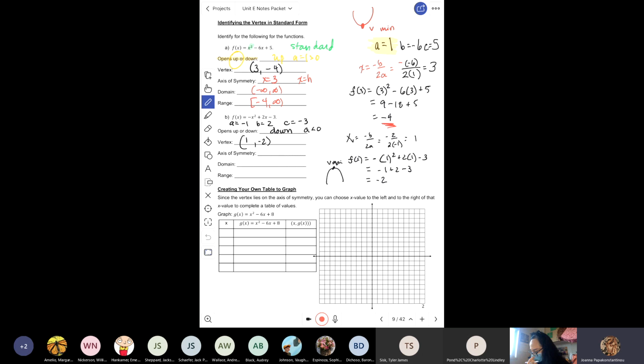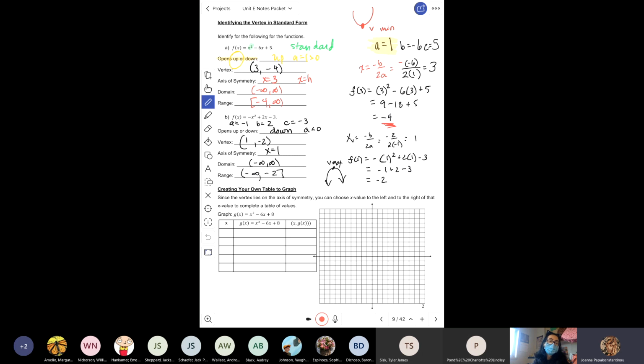What is the axis of symmetry? x equal 1. What is the domain of this and every quadratic function? Okay. And what is the range? Okay, the smallest value that the graph of this function takes on is what? Negative infinity, right? Because it goes down forever and ever. It goes up to and includes -2.